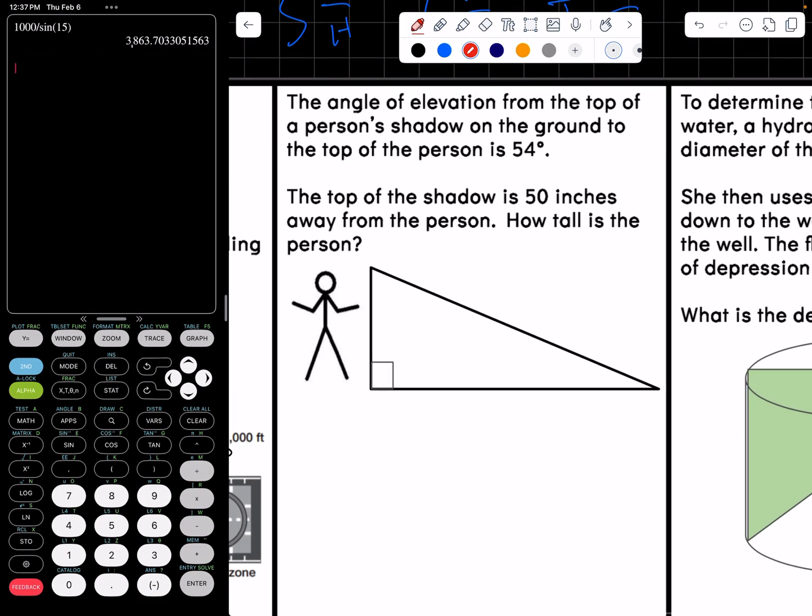Here, the angle of elevation from the top of a person's shadow on the ground to the top of the person is 54 degrees. So we've got 54 degrees. The top of the shadow is 50 inches away from the person, so we're 50 inches from the person right here. How tall is the person? So that's what we're solving for, x.